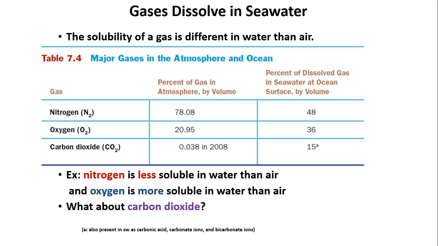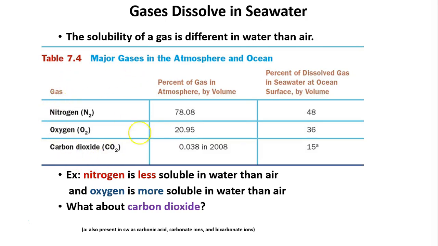Gases that are dissolved in seawater are not exactly the same as in the atmosphere. This is because the solubility, or the ability of a gas to dissolve into the water, is different than its ability to be in the air.